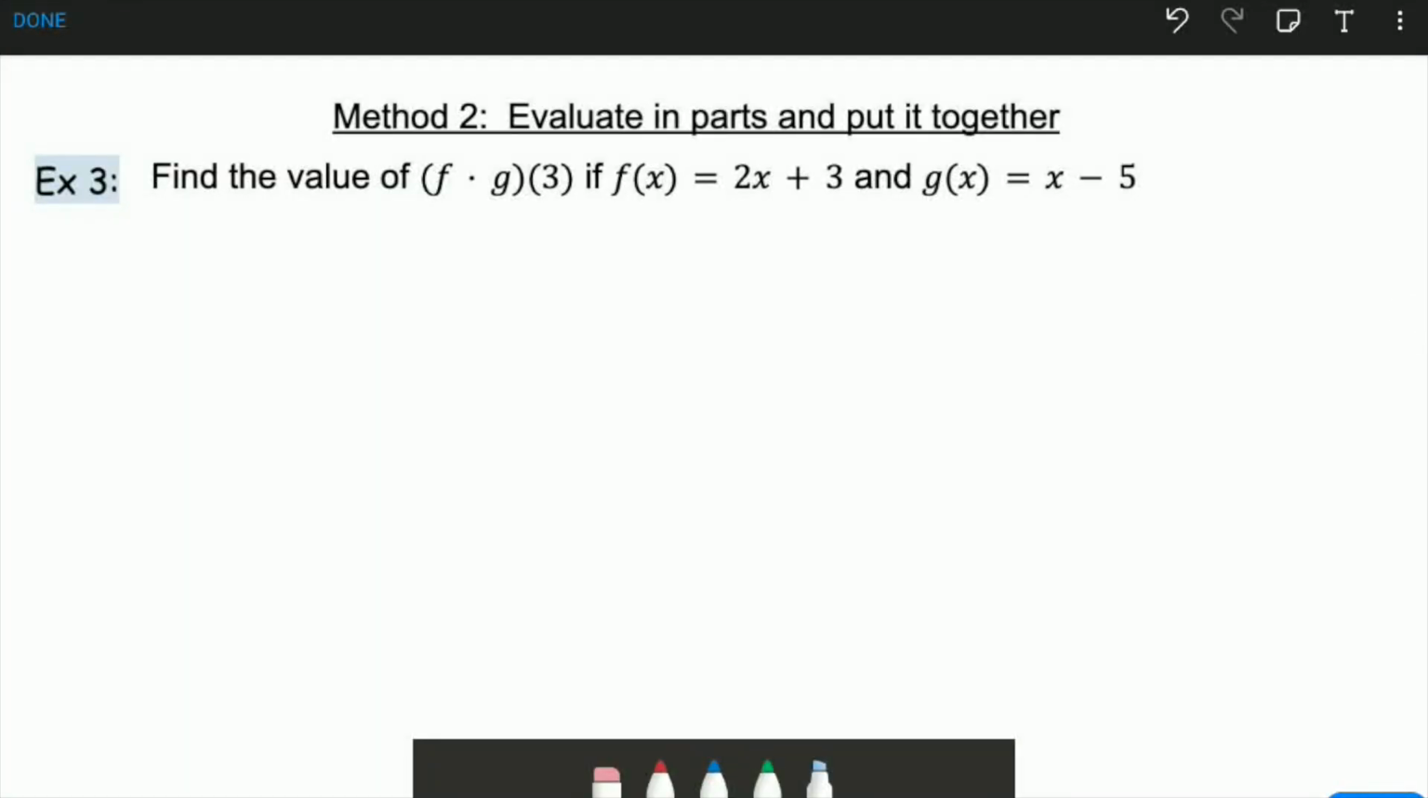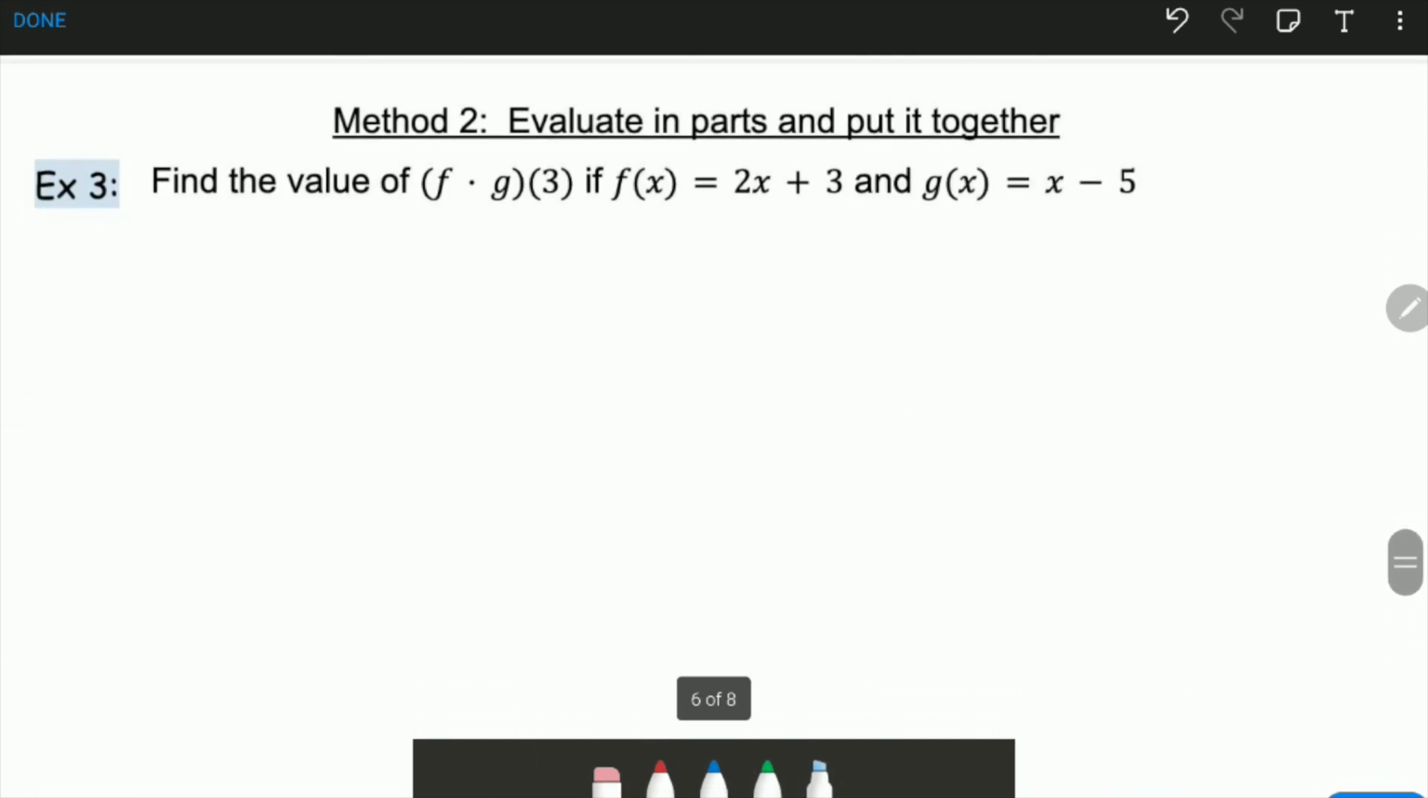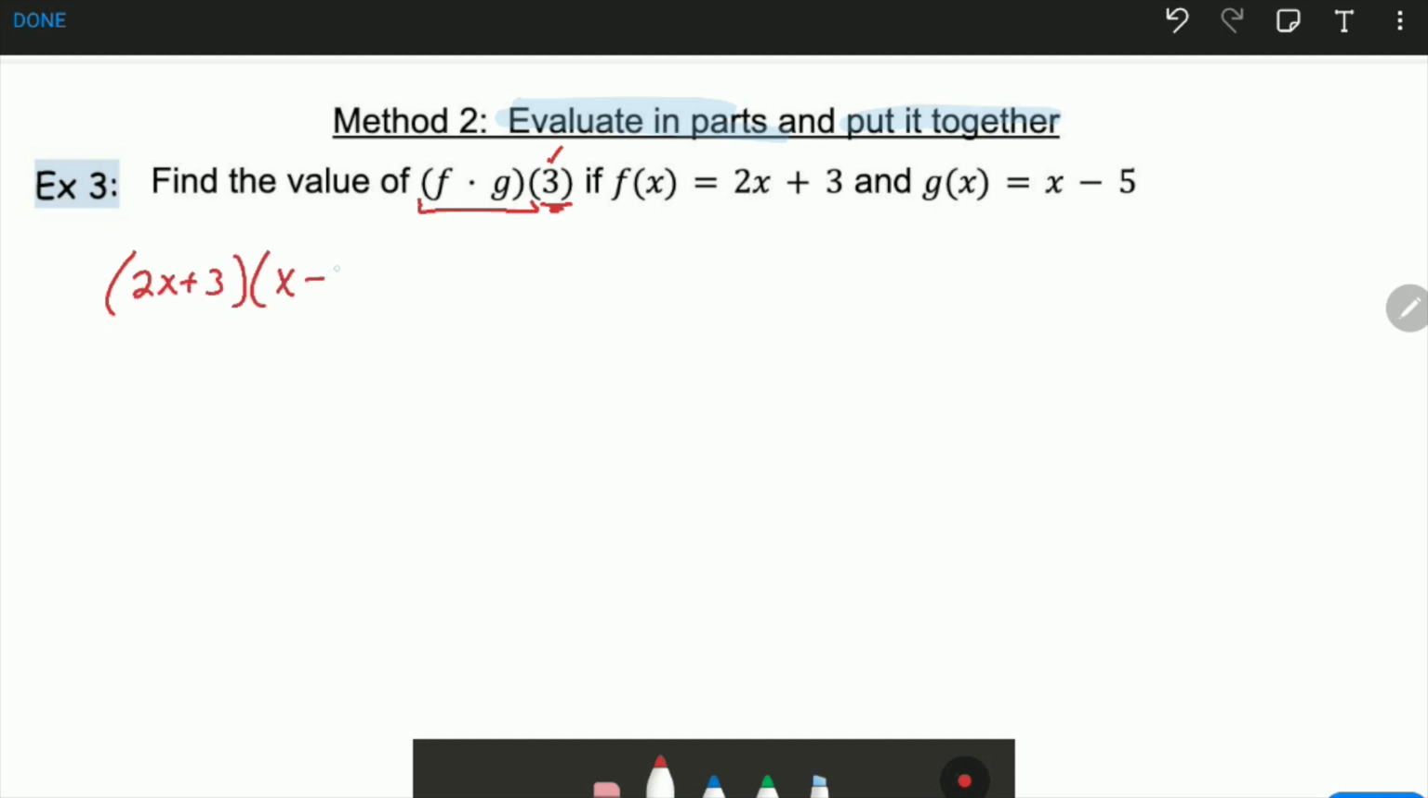Okay, the second method, which we're going to do an example of the basic operations and a composition for, involves evaluating parts and then putting those parts together. So f times g, when we're finding the value of f times g of 3, this means to plug in 3. We could do it the same way we did before and take f of x and g of x and then distribute them out.